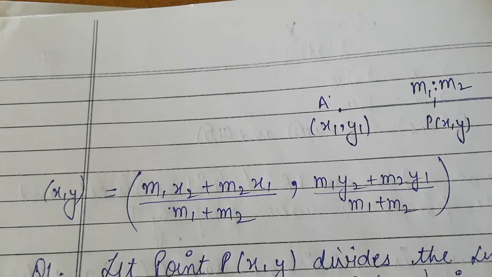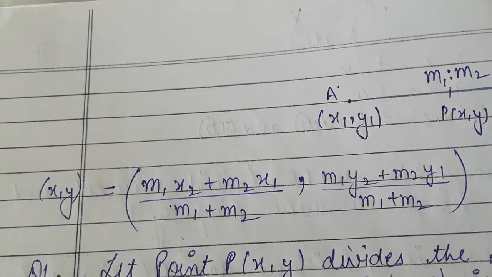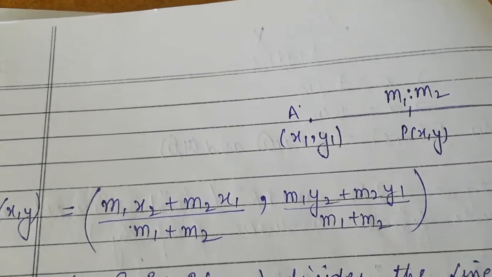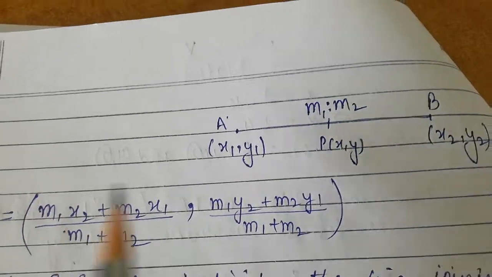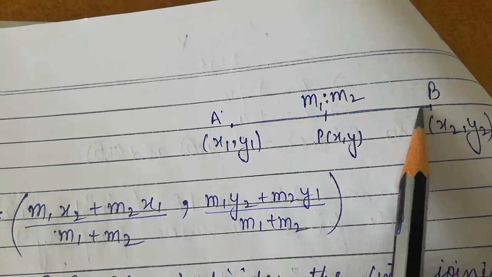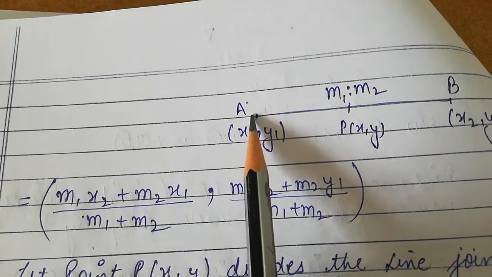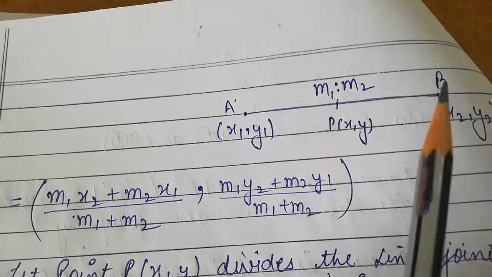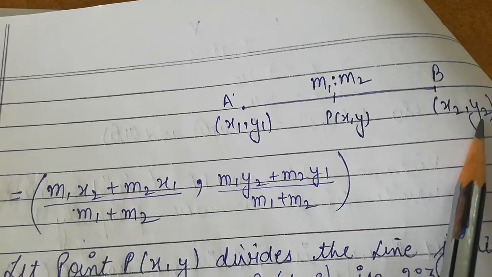Hello students, today we will start exercise 7.2. Before that, we will understand the section formula. Suppose A and B are 2 points and this is the line joining points A and B. Coordinates of A are x1, y1 and coordinates of B are x2, y2.